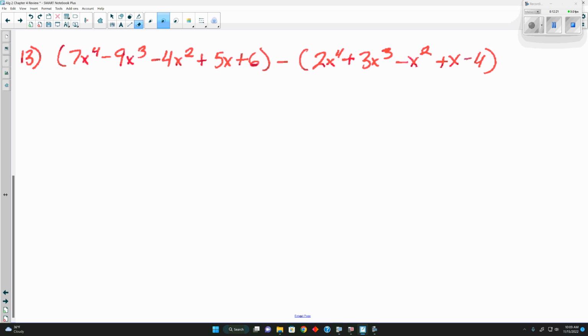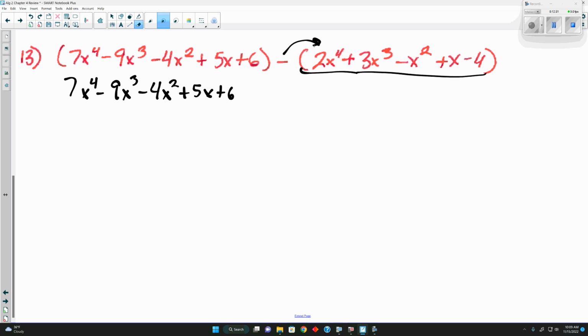Let's look at 13. Now 13 is a little bit different because it is subtraction. And we do need to be careful with subtraction because everything in here, we have to apply the negative to it. So we have negative 2x to the fourth. Negative times 3x cubed is going to be negative 3x cubed. Negative times negative x squared is going to be plus x squared. Negative times x is minus x. And negative times negative 4 is going to be plus 4. It's going to change the sign. So we have to apply that negative to everything in the second one.